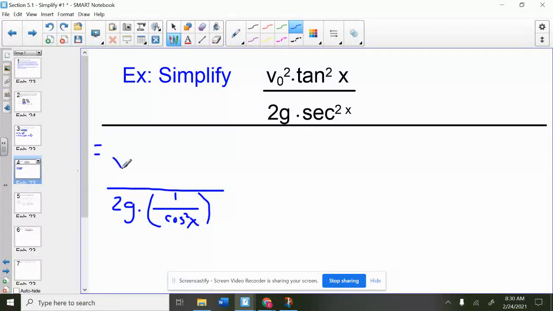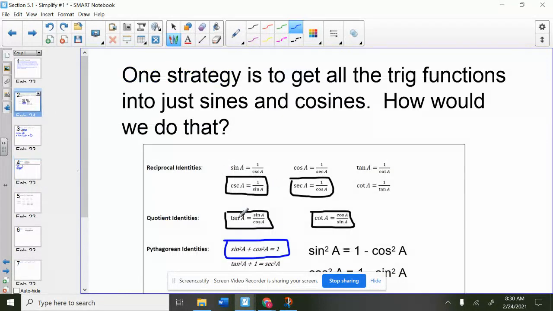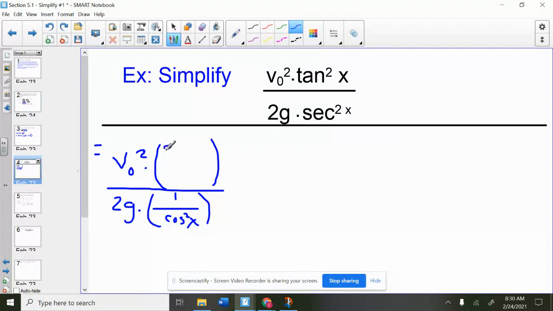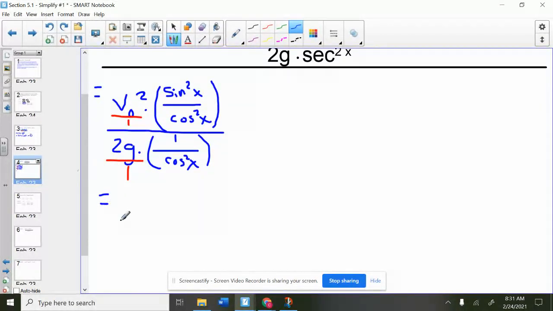Up top, I have this v sub 0 squared, my initial velocity squared, tangent. So we talked about if I did tangent or cotangent, we're going to use these quotient ideas. Tangent is sine over cosine, which means tangent squared is sine squared over cosine squared. So now I have to simplify this. A couple things. One, I can write this over 1, and I can write this over 1. So why am I doing that? Because I want to get this to be one fraction here.